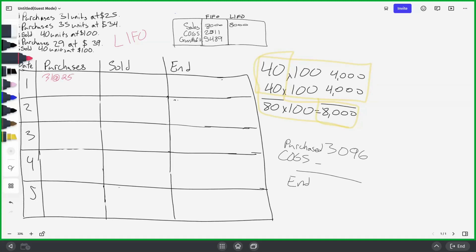31 at 25. Am I weird for putting in an extra sold if I don't use it, or purchase when I don't use it? No, go ahead. If it helps you, then it helps. And there might be someone else out there who also finds it helpful. Yeah, because it just helps me remember that I don't have to worry about it. So it's 35, 34.